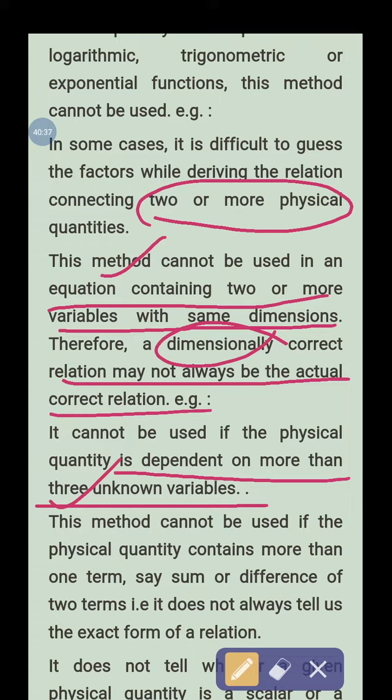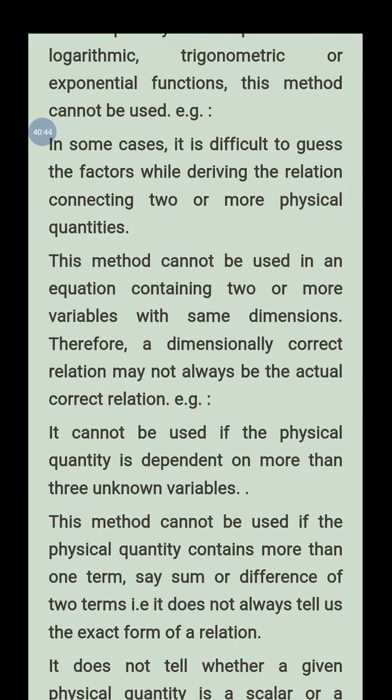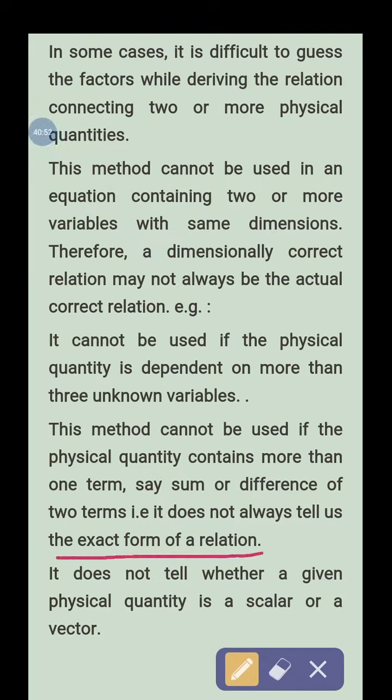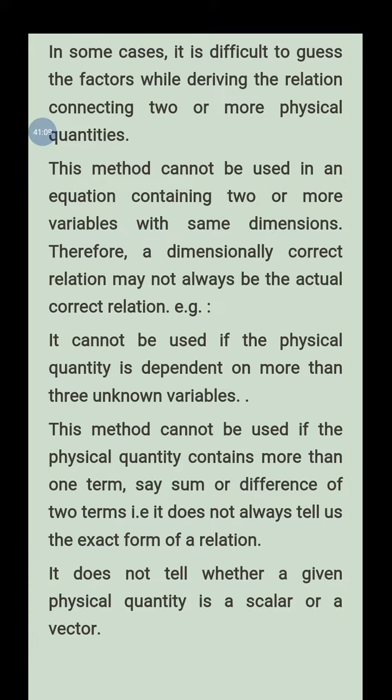This method also cannot be used when the physical quantity contains more than one term, say a sum or difference of two terms. It does not tell us the exact form of the relation. It does not tell whether a given physical quantity is a scalar or a vector. We cannot identify scalar and vector properties through the dimension formula. So these are some problems we are going to face when writing quantities in dimension form.